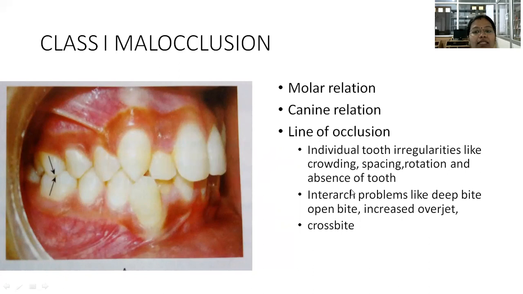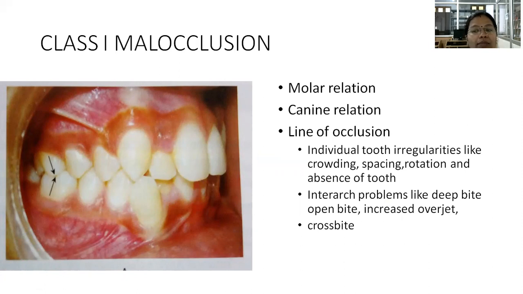Next is the interarch problems like deep bite. Deep bite is the vertical overlap of the maxillary and mandibular anterior teeth. Again, open bite means there is no overlap. As I said in the last classes, the normal overjet and overbite is around 2 to 4 mm. Below this, or a lesser overbite, is known as the open bite. And again, increased overjet. Overjet is the horizontal overlap.